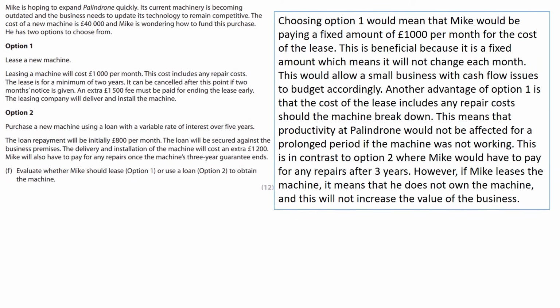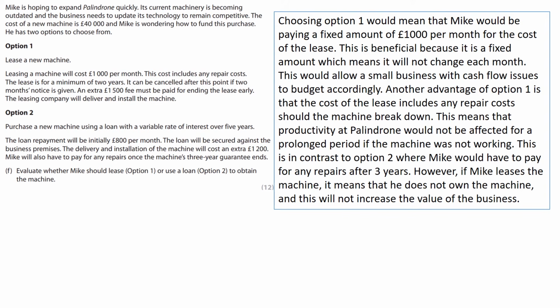Choosing option 1 would mean that Mike would be paying a fixed amount of £1,000 per month for the cost of the lease. This is beneficial because it is a fixed amount, which means it will not change each month. This would allow a small business with cash flow issues to budget accordingly.